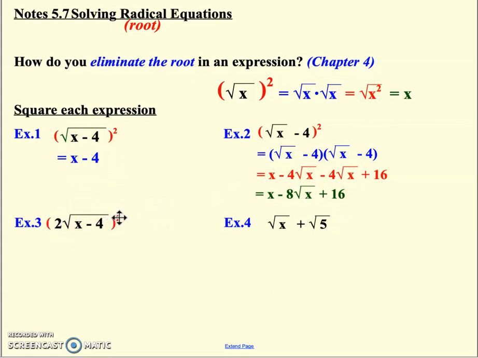Now, comparing these two, having that 2 out front is actually very similar. When you go to square, it's like a distribute idea. So you're going to square the square root, but you're also going to square the 2. So now you have 2 squared is 4 times x minus 4, and then distribute that in: 4x minus 16.